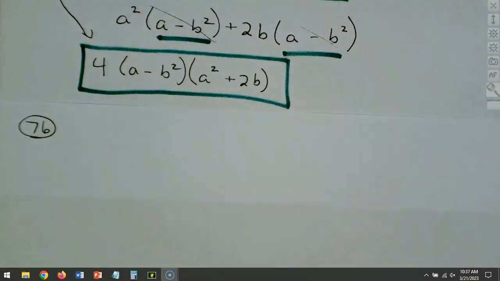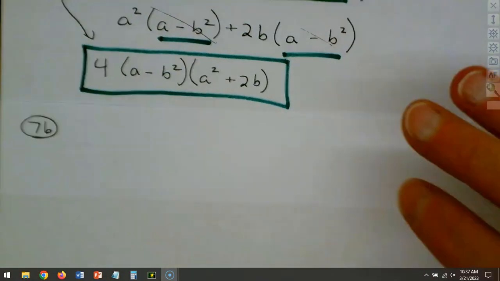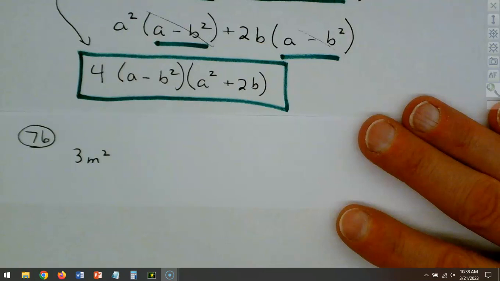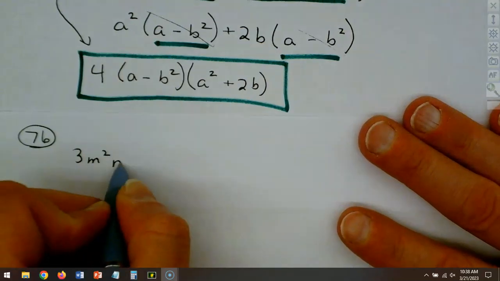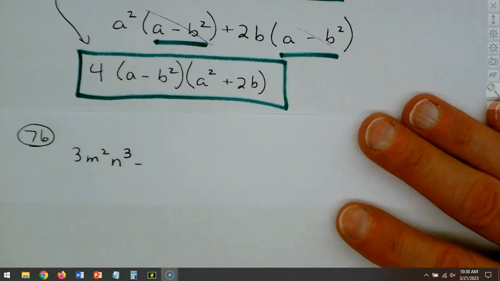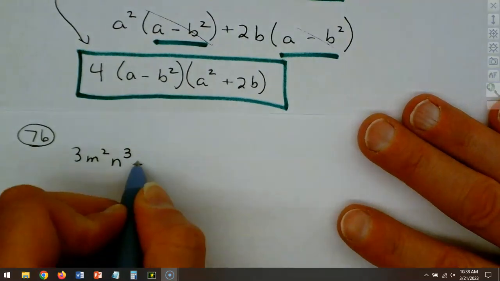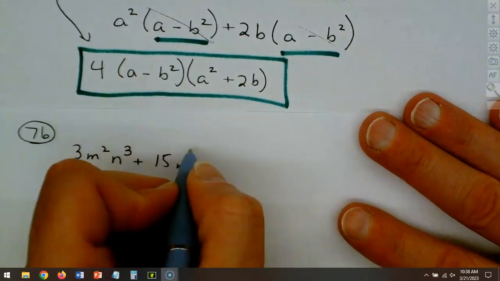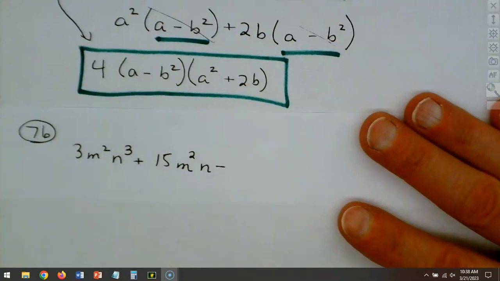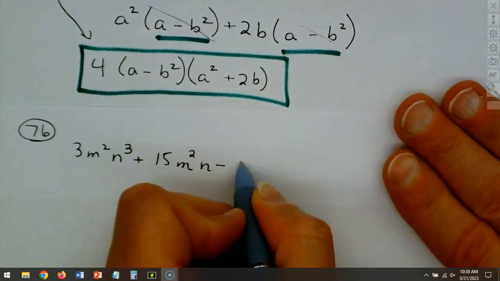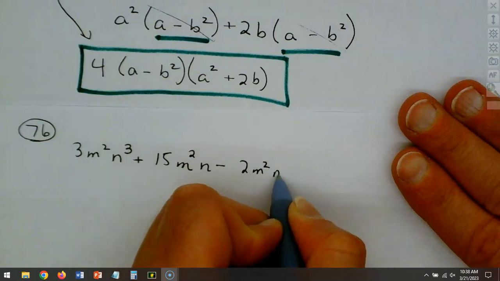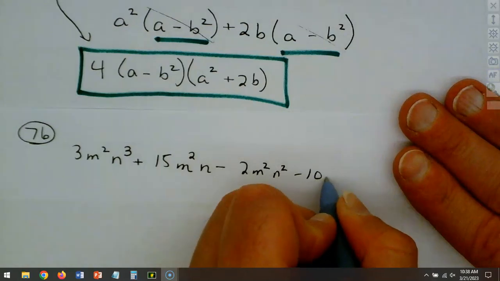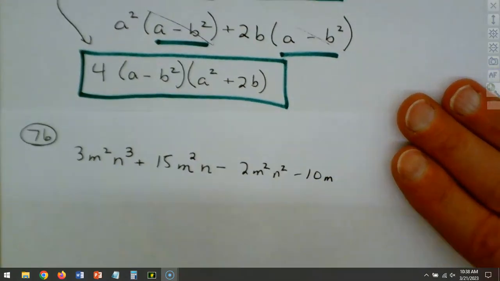And question 76 is 3m squared n cubed. We have a plus 15 m squared n. And then we've got a minus 2 m squared n squared. And then we have a minus 10 m squared, it looks like.